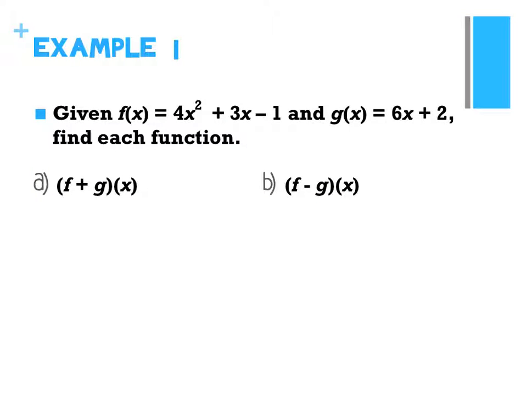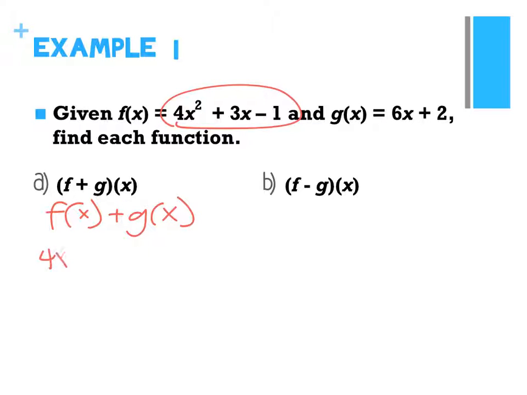Okay, so the problems will look like this. You're given an f of x and a g of x, and then it's asking you to perform whatever it asks you to do. In this case, A is asking you to do f plus g of x, which means I'm going to take f of x, which is 4x squared plus 3x minus 1, and I'm going to add to it g of x, which is 6x plus 2. And then I just combine my like terms.